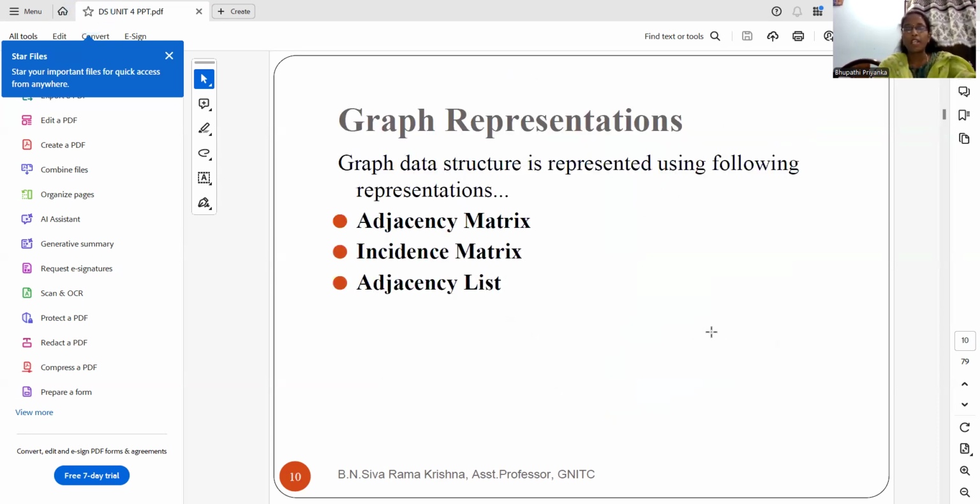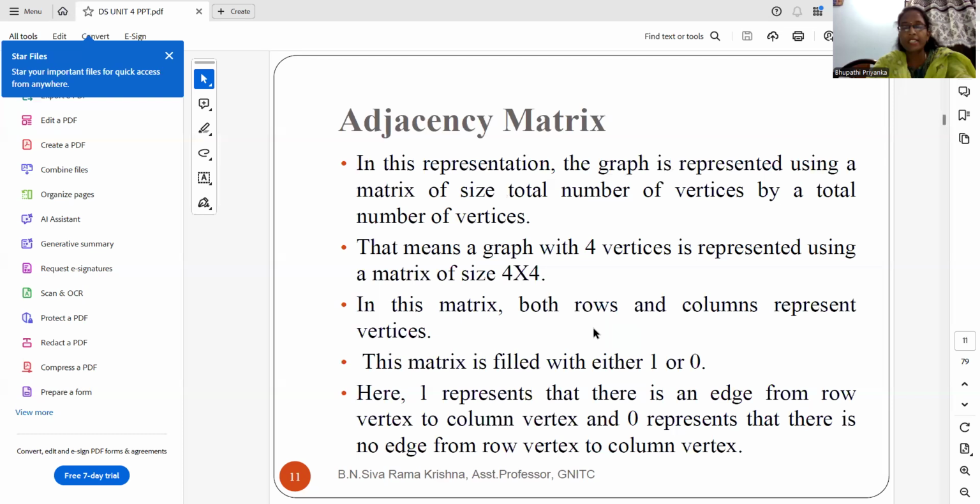Next, we have three types of graph representations. A graph data structure is represented using three representations. One is adjacency matrix, one is incidence matrix, and the other is adjacency list. One by one, we'll see the representations, and in the next topic we'll discuss graph traversal methods, that is DFS and BFS. See here. First one is adjacency matrix.